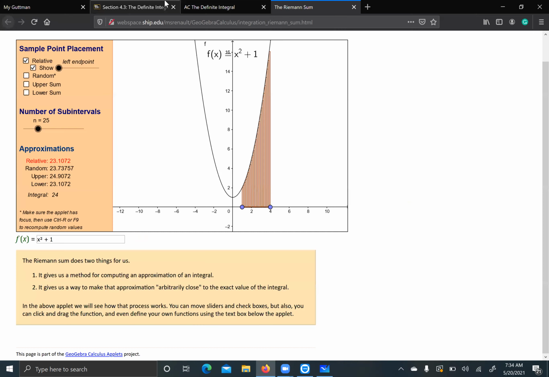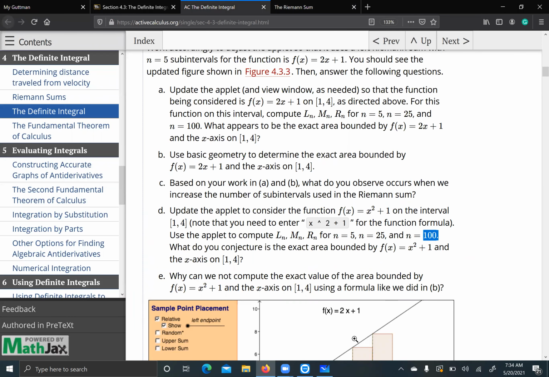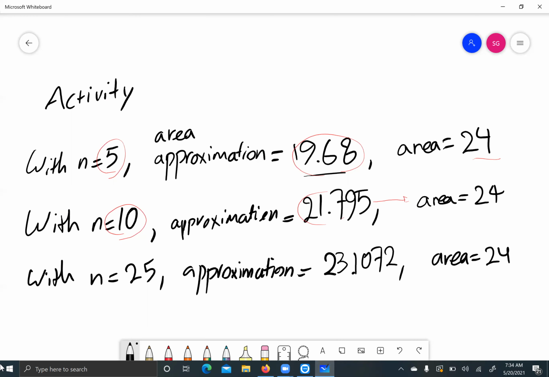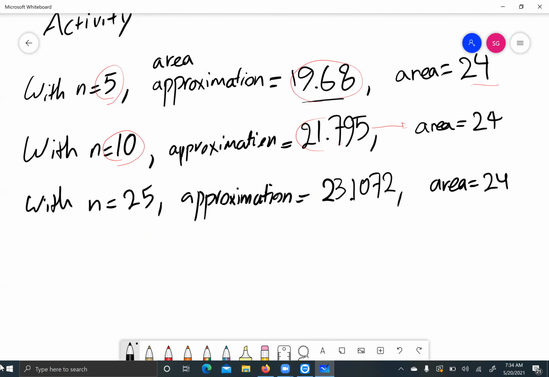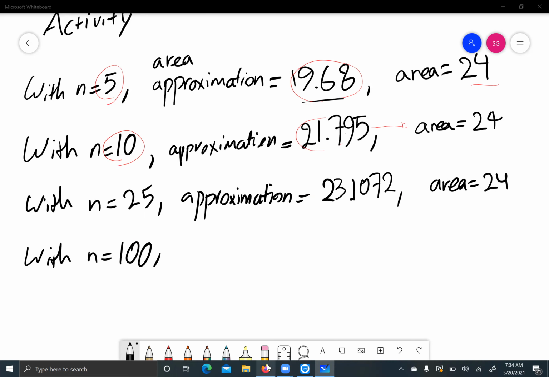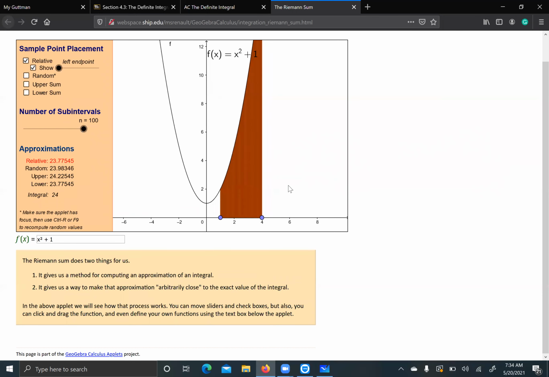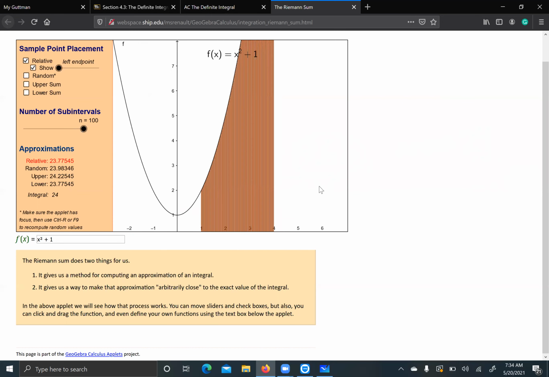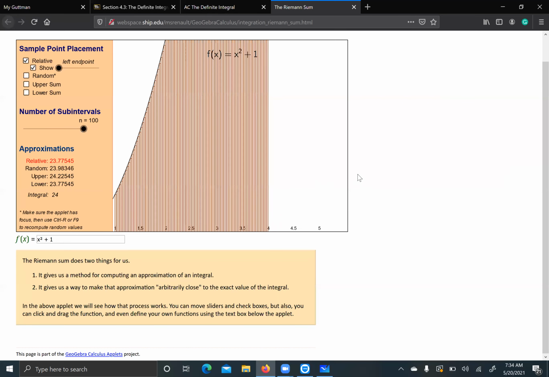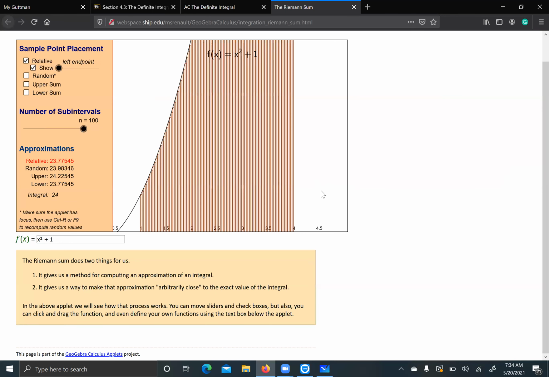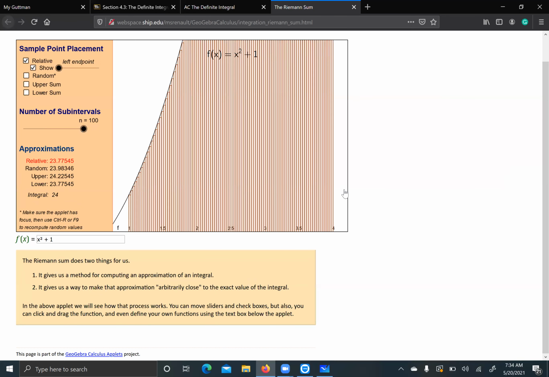And finally, the textbook says now try 100. So let's go by 100. So with n equal 100, which means that when we divide the interval into 100 pieces, let me see if we can do 100. Yes. Oh, it is so small. You see, it seems solid, but it's not. There are 100 pieces here, 100 rectangles. You see how teeny tiny they are? 100 rectangles between 1 and 4.